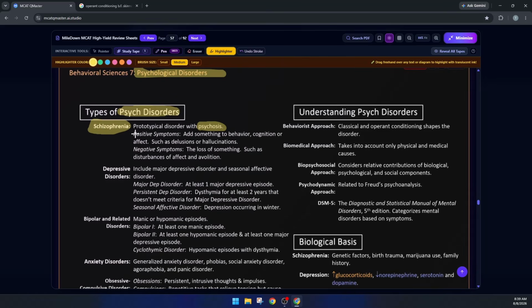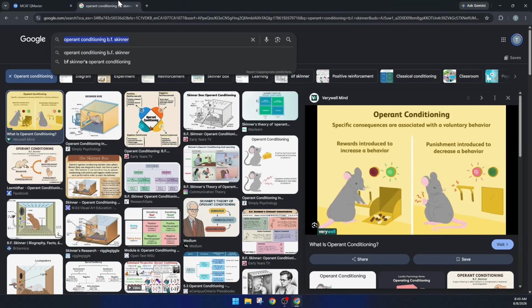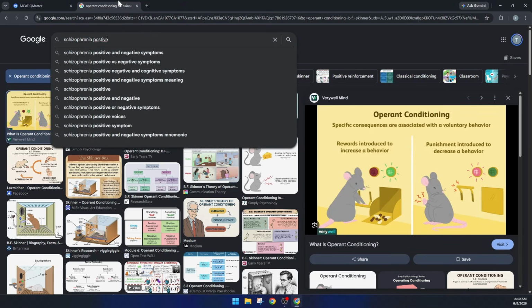Just know that positive symptoms versus negative symptoms. When they say there are positive symptoms, it means it's adding something to your normal behavior, right? So if you have delusions or hallucinations, that's something included when you have schizophrenia. But negative symptoms mean it's subtracting something from your normal behavior, so affect and abolition disturbances. So schizophrenia: positive and negative symptoms.